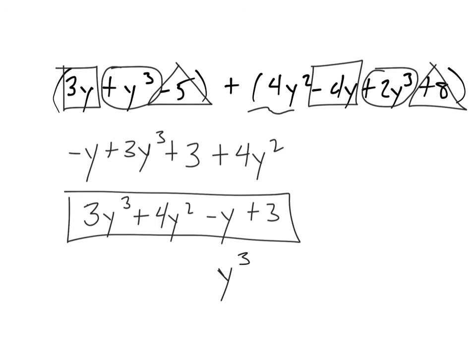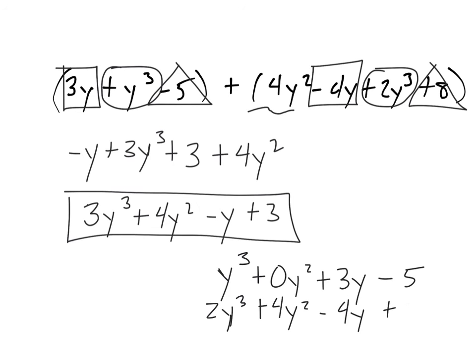But this one doesn't have a y squared, so I have to put a placeholder. 0y squared. Okay, I need that placeholder sitting there. Right? Now I can continue putting it in standard form. So a positive 3y and then minus 5. The second one, when I put it in standard form, gives me 2y cubed. Now this one has a 4y squared. And then plus or minus 4y. And then plus 8. And now I can add straight down.